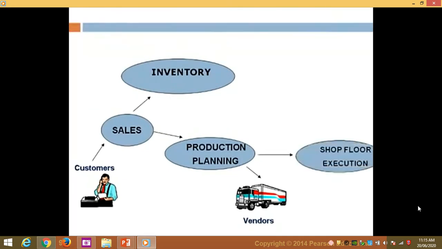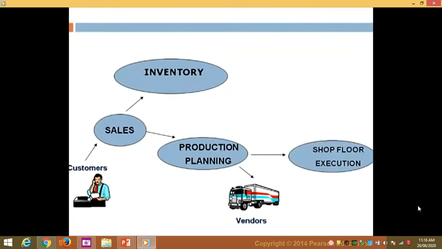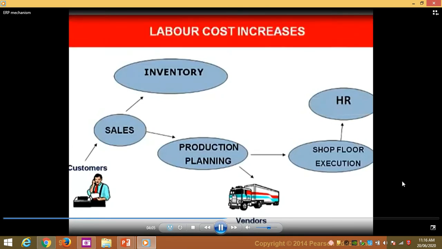Once the raw material is available, the shop floor department suddenly realizes they are short of workers. They approach the HR, who in turn hire temporary employees at higher than market rates. Thus, labor cost increases.